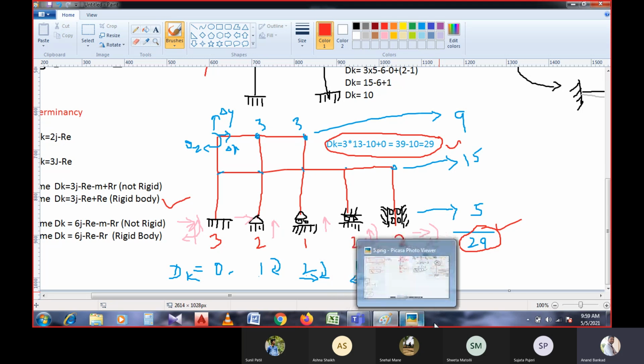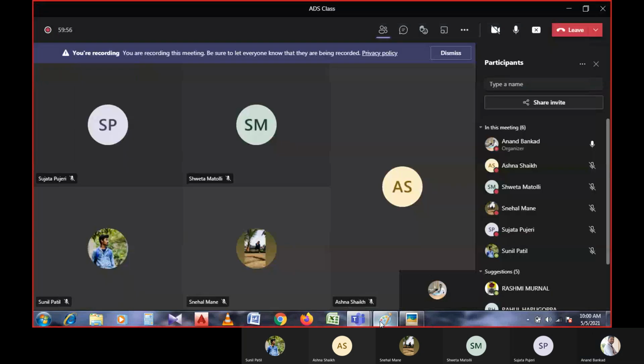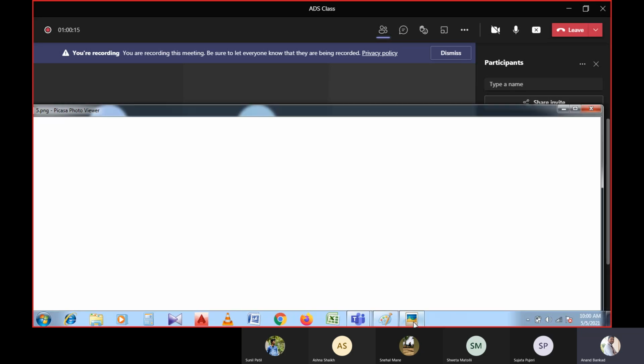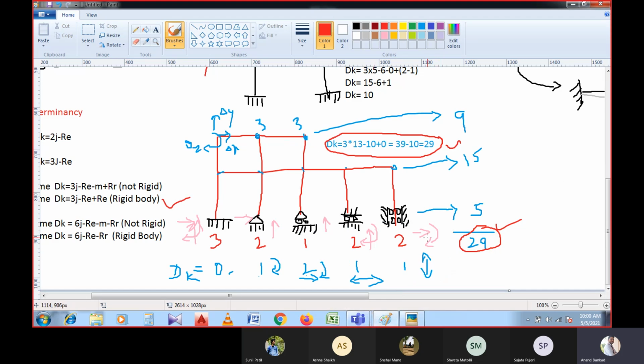Please let me know whether it is clear for you people or not. Shweta, is that clear? Yes, sir. Then why are you sitting quiet? I am asking you now. Sujata, the discussion is clear? Yes, sir. Okay, if you have any doubts regarding these calculations, please let me know. Don't sit quiet, all of you.